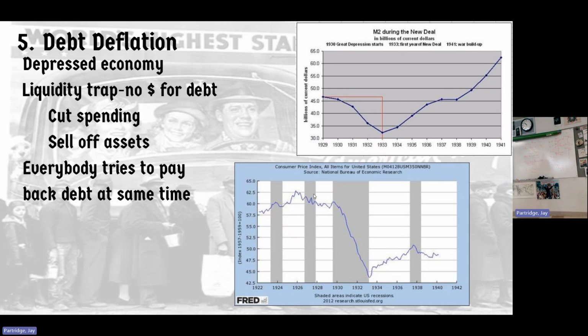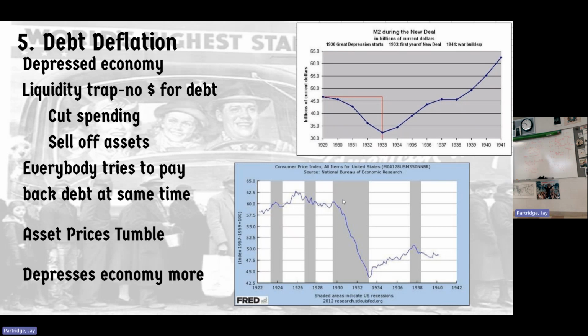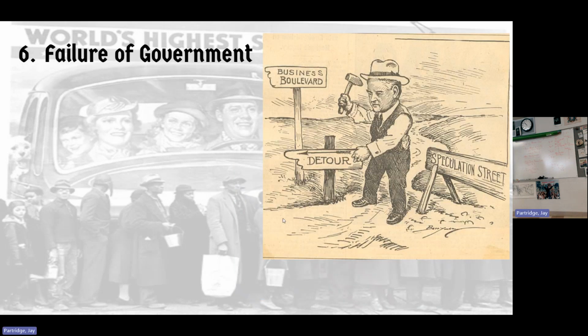It crashes. What happens is very basic. Asset prices tumble. And it depresses the economy even more. And so if it depresses the economy even more, and there's less money in circulation, and you still want to pay back your debts, what do you do? Well, you cut more spending, don't you? And you sell more assets, don't you? And what happens? The cycle begins again. Cycle starts again.